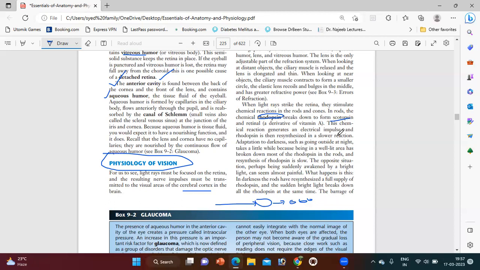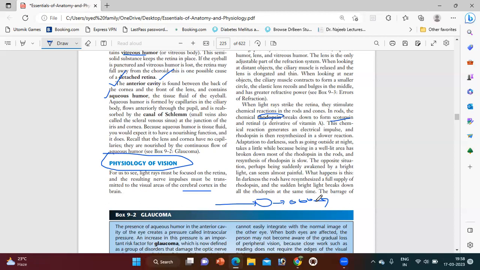Scotopsin is nothing but a vitamin A derivative. This chemical reaction generates an electron. So if this chemical reaction is attached to the nerves, what will happen? At the nerve endings, it will generate the impulses. Then only from there, the impulse will enter into the brain. So what will happen? Two things will happen here.